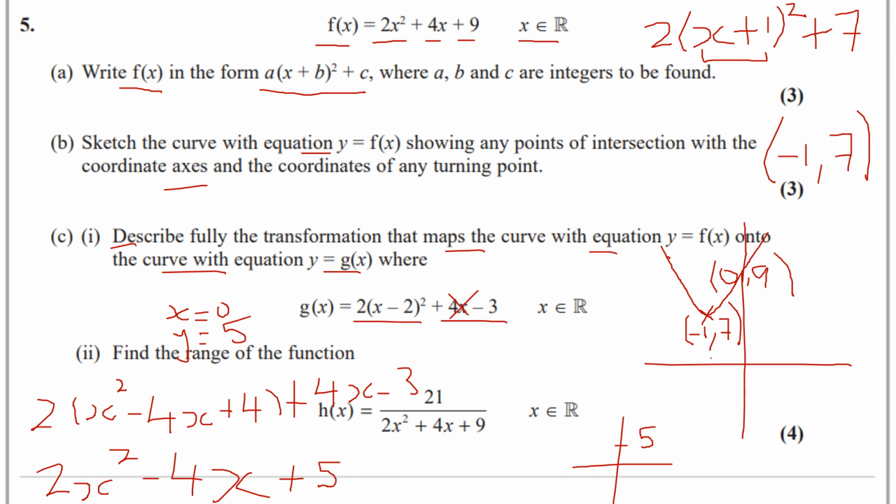so I'm now going to complete the square on this. Okay, very similar method. Okay, the y coordinate is going to be 5. We know that actually, yeah, but if we complete the square, we're going to have 2 lots of x squared minus 2x minus 5 halves. Okay, complete the square on what's inside the bracket.